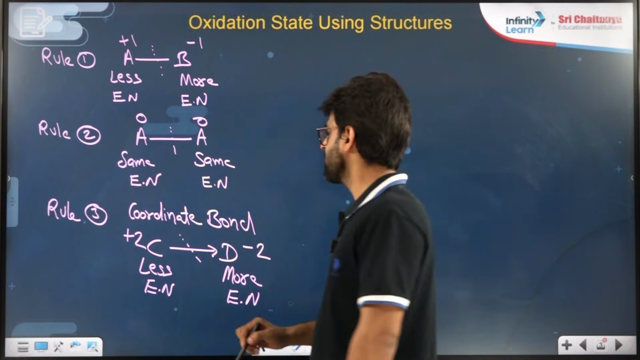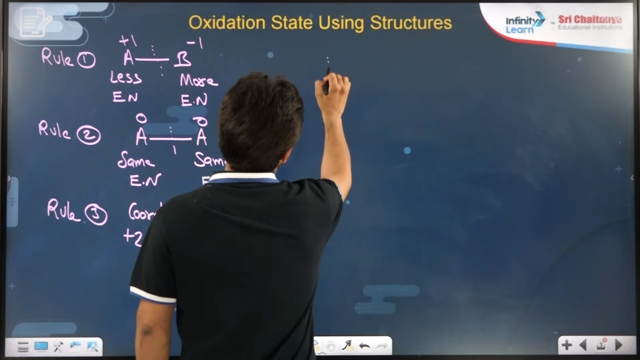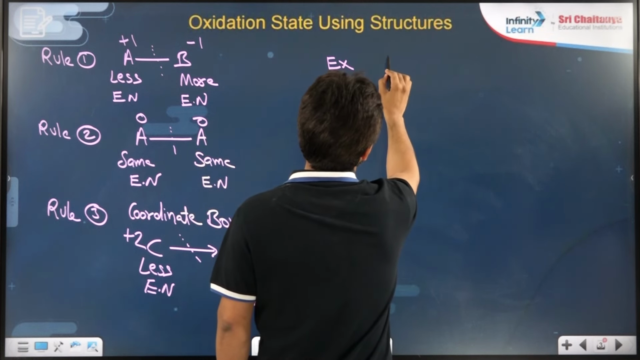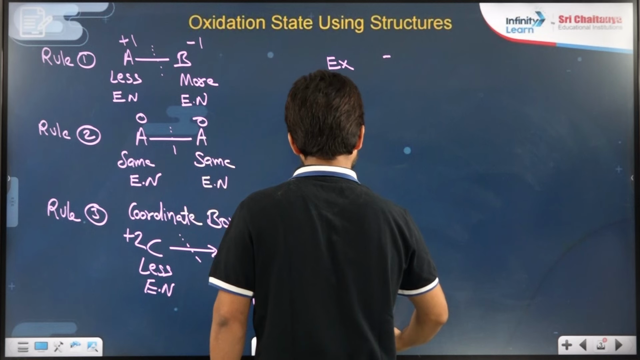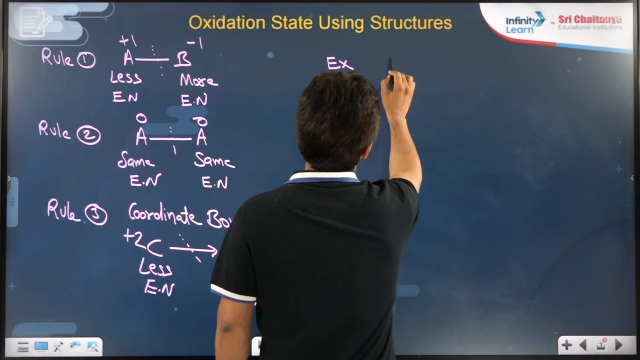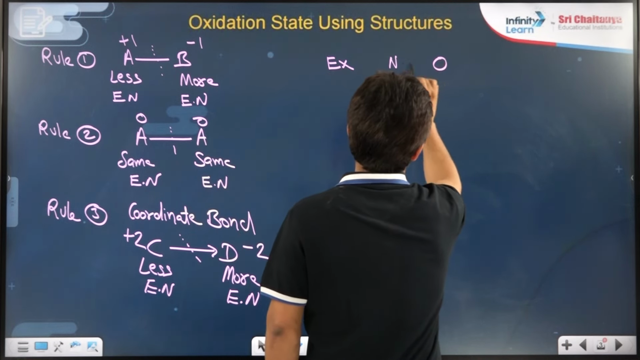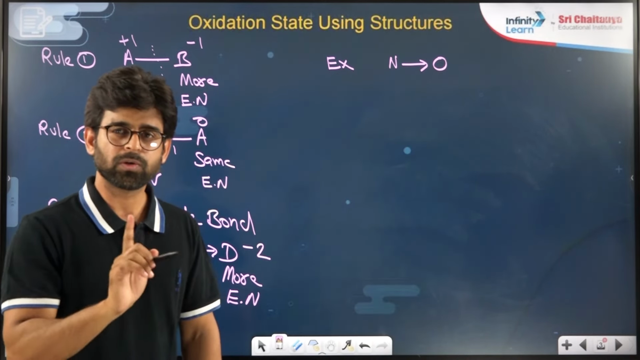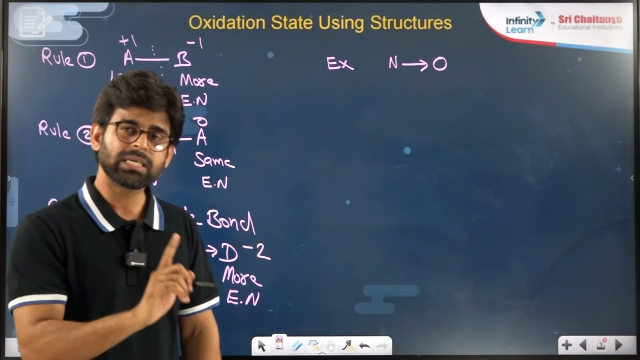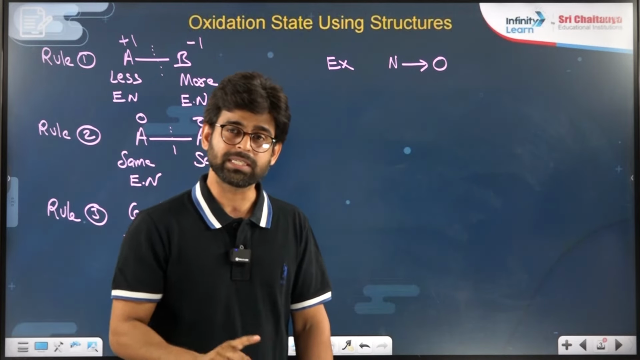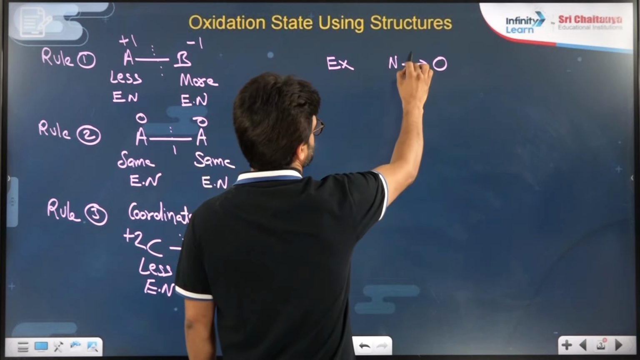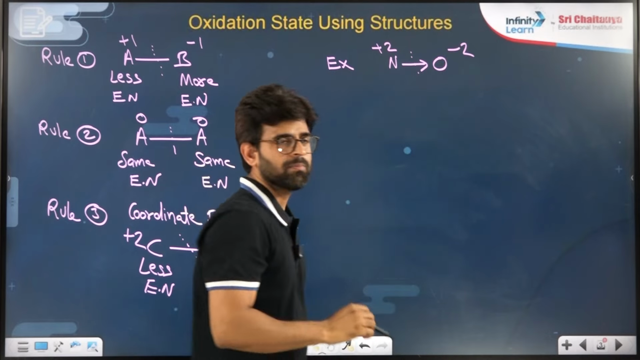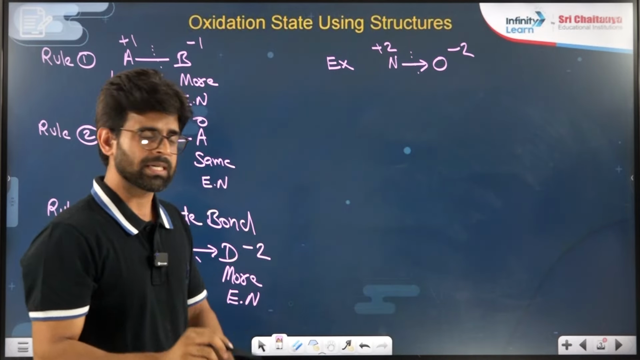If I take a real example here, imagine we have a bond between N and O. This bond between N and O is a coordinate bond. N is giving both the electrons here. So in this case, I am breaking this single bond, but nitrogen will get +2, and oxygen gets how much? -2, right? Coordinate bond, special case.